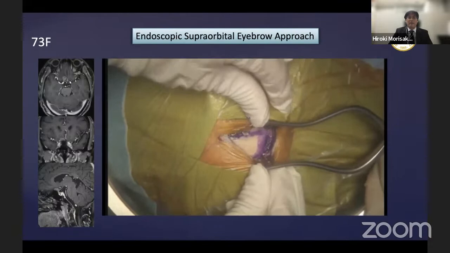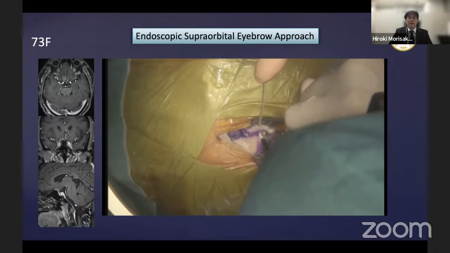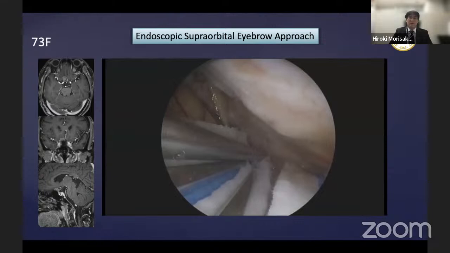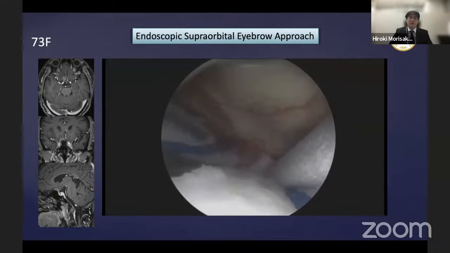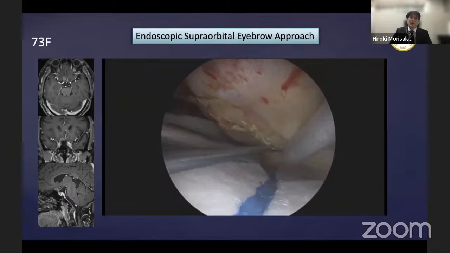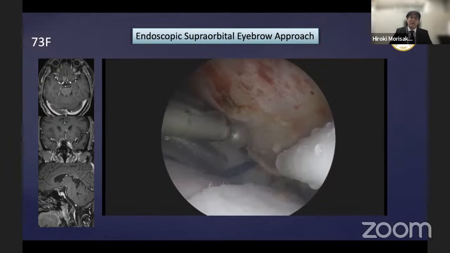This is a surgical video. We make one burr hole, and after a small craniotomy, we drill out the frontal base, and after opening the dura mater, we insert the endoscope. Through the endoscope, we can cut the dura mater at the planum sphenoidale to the tuberculum sellae. At first, in this case, we open the optic canal.